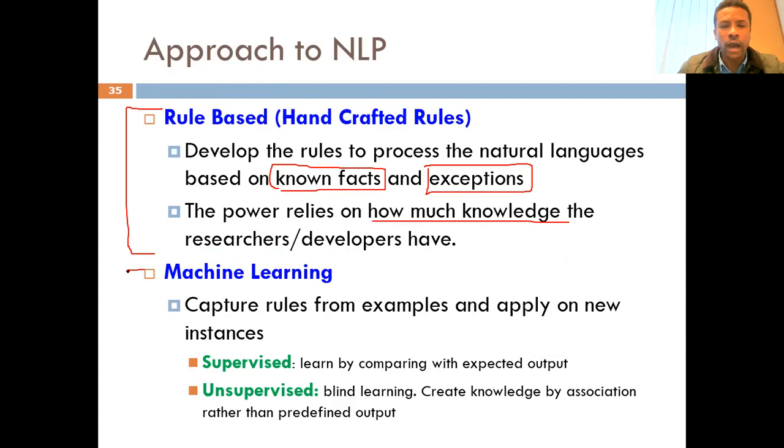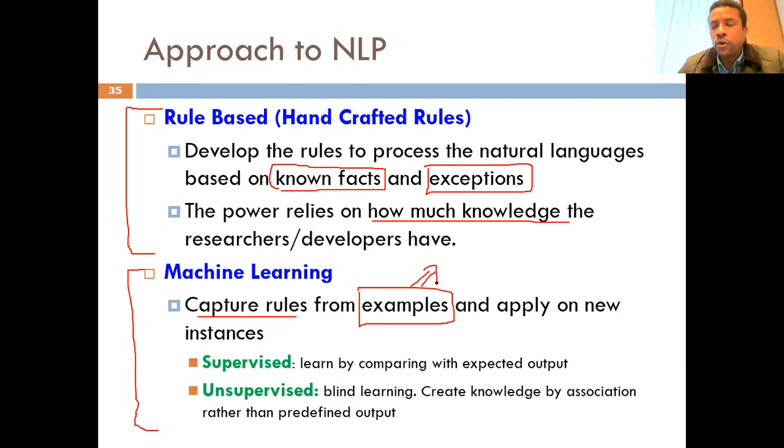The other approach that we have, which is the state of the art, or which most researchers are dwelling on more these days, is the machine learning approach. Instead of depending on the knowledge of the developer or the researcher, it depends on past data, past experience, which means it tries to capture rules from examples. You see, what we call examples are past data. And this is what we call a corpus, past examples.